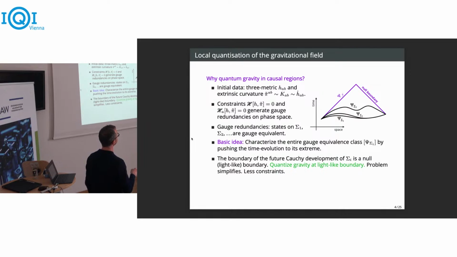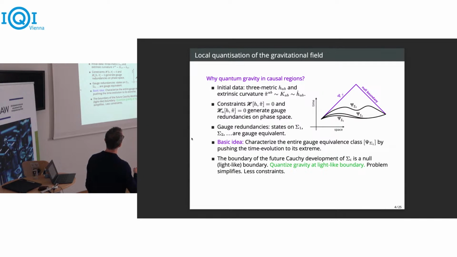But what this means intuitively is that these different states are gauge equivalent, and the gauge equivalent data characterizes this gauge equivalence class. One way to characterize this gauge equivalence class is to push this evolution to its natural extreme, namely when it hits the boundary of the future Cauchy development of this partial Cauchy surface. And this is a null surface.